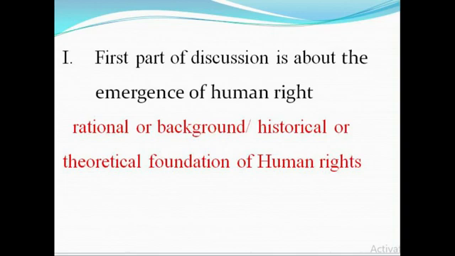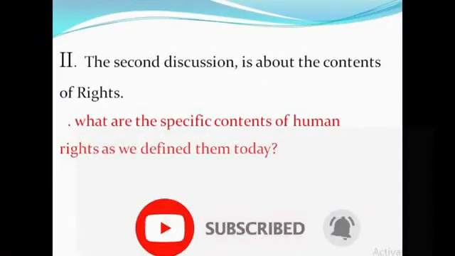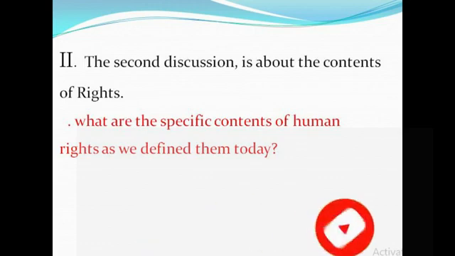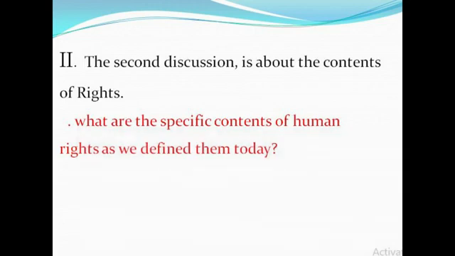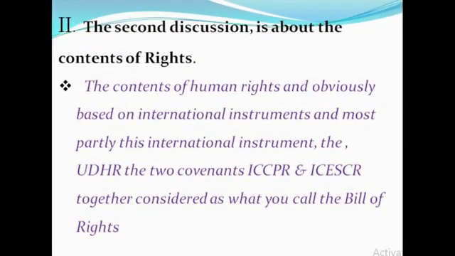And the second discussion, if you remember, is about the contents of rights. What are the specific contents of human rights as we find them today? The contents of rights as developed or as invented will be discussed in the first part. What the second part will do is just discuss the contemporary contents of human rights, obviously based on international instruments. And most probably out of these international instruments, the UDHR and the two covenants on civil and political rights and economic, social and cultural rights, together considered as what we call the Bill of Rights.